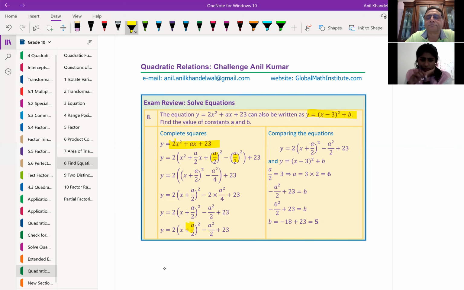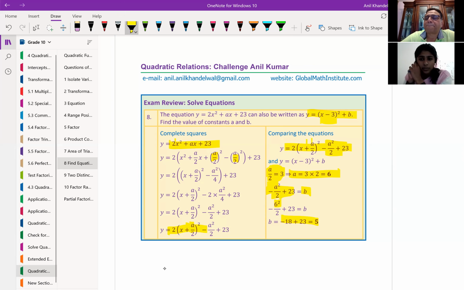When you complete the squares, you get an expression which is 2 times x plus a over 2 whole square minus a square over 2 plus 23. So the middle part, which is x minus 3, you can equate 3 to a over 2, right? Find the value of a from there, which is 6 in this case. Once you have the value of a, the second term, minus a square over 2 plus 23, is equated to b. Substitute the value of 6 for a and find b, which is 5 in this case.